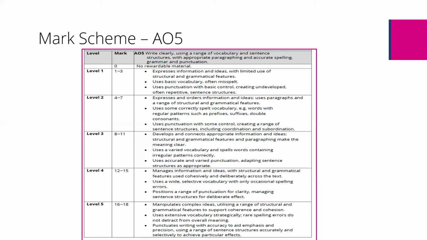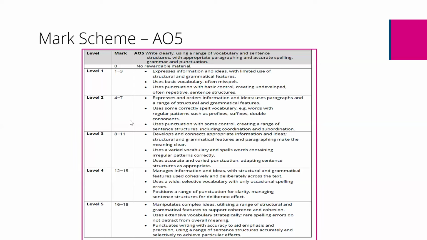And then when we go to the punctuation and sentence structures: basic in level 1, some control in level 2, accurate and varied in level 3, positioned for clarity in level 4, and accuracy to aid emphasis and precision in level 5. So we're working with those 2 mark schemes when we're marking question 6 or question 7.